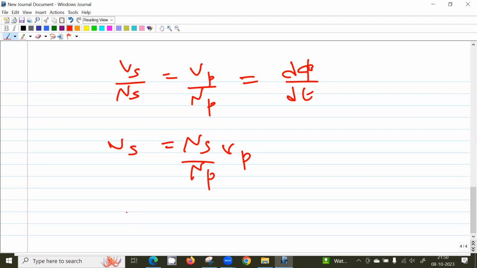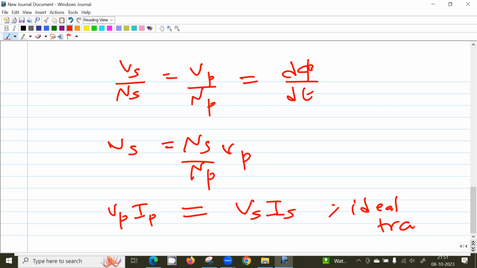And power on the input side is voltage into current, that is VP into IP, and power on the output side is secondary voltage into the secondary current. And if you assume this transformer is an ideal transformer, then the power should be same on the input side and output side. Here neglecting the losses, so the ideal transformer.